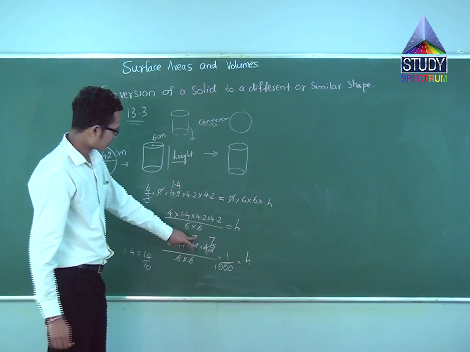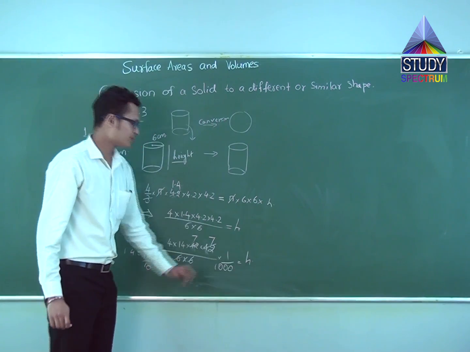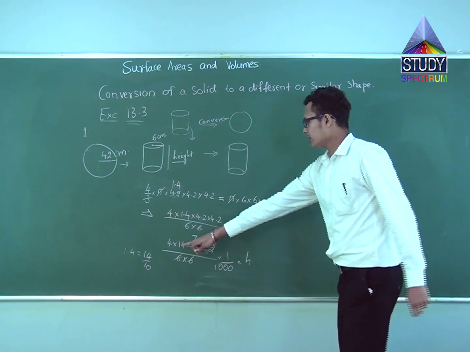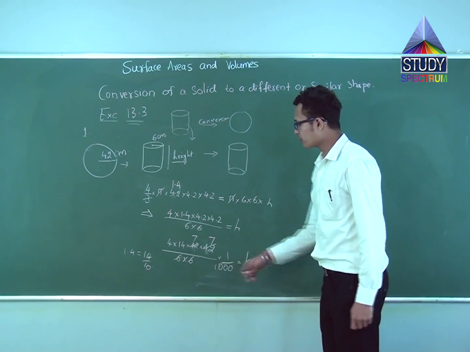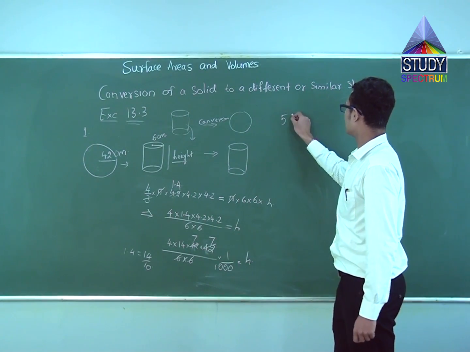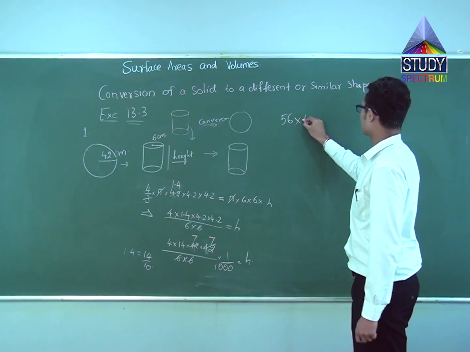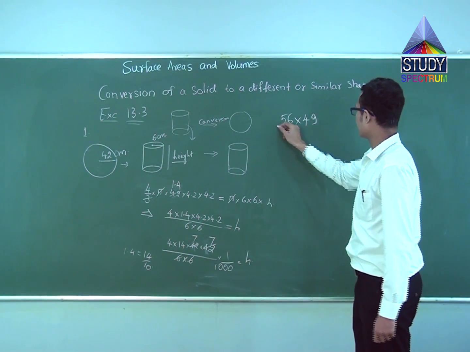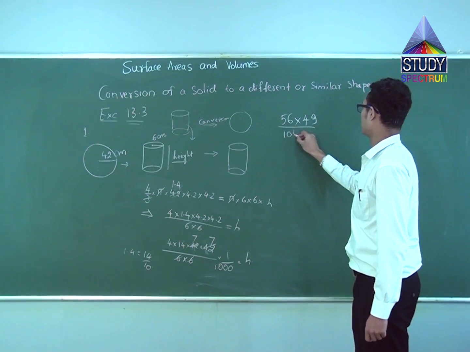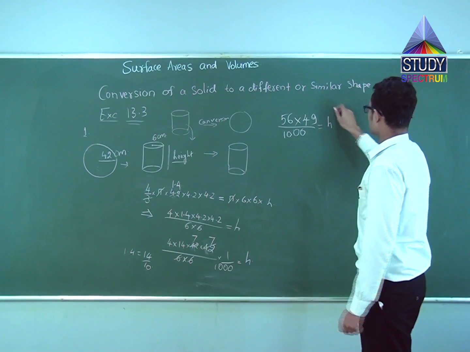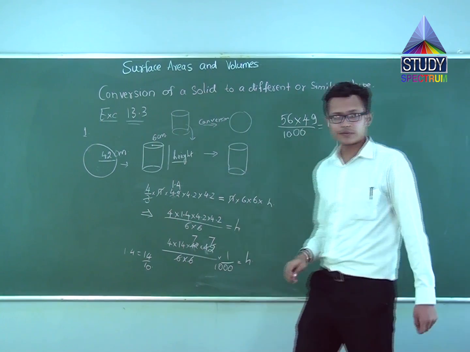So 4, 14, 7, 7 upon 3 gives me h. Let's calculate it. So 4 into 14. 14 times 4 is 56, multiplied by 7 into 7, which is 49, divided by 1000. This is equal to h. Multiply this: 56 into 49.